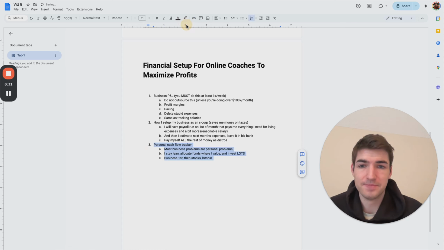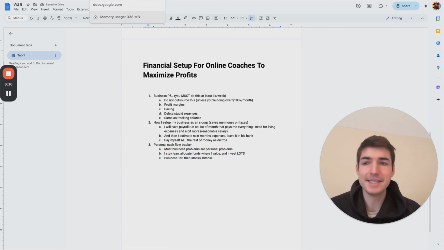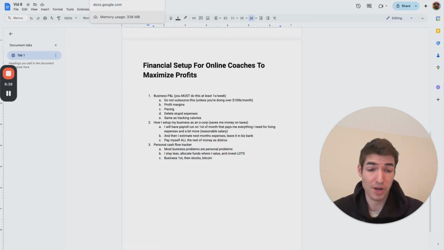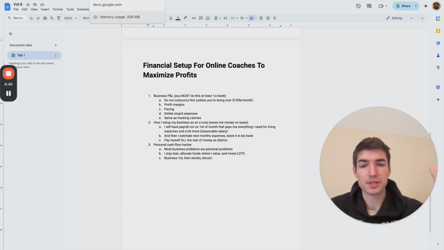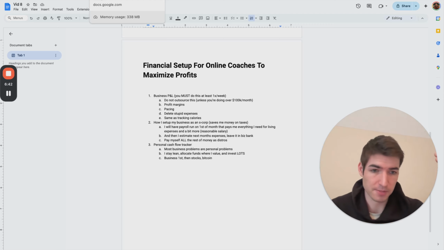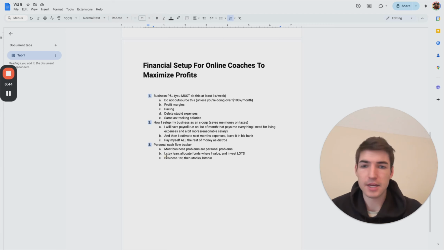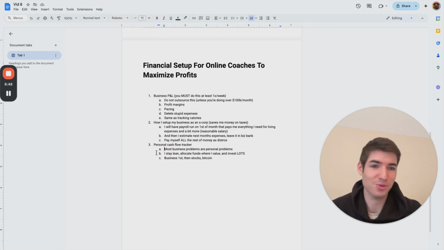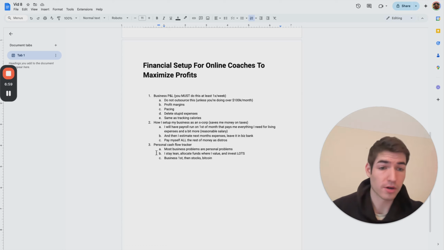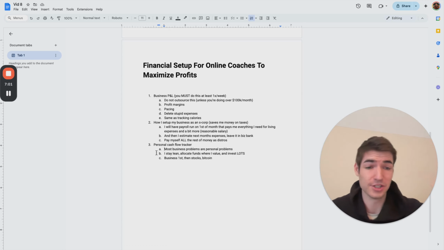Last big thing here is a personal cash flow tracker. Please start tracking your personal finances as well, because you probably heard this quote, but most business problems are personal problems. I know a ton of people in the space. You'll see a lot of people out there who make their first 10 grand a month or 20K a month, and all of a sudden they buy some stupid Lambo or a Rolex. No offense if you like that stuff, that's completely cool. I respect it. I know there's car guys out there who love cars or love watches.